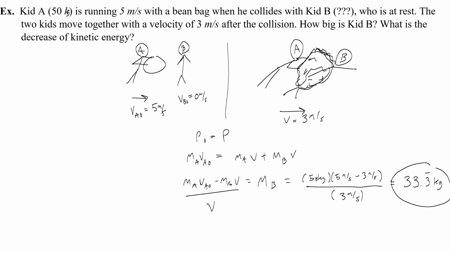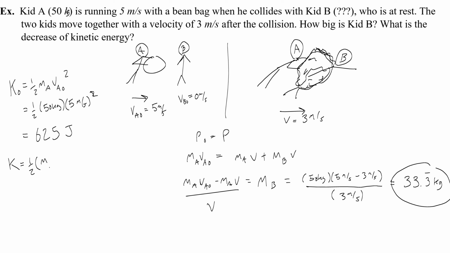Okay, now to find the decrease of kinetic energy, you would say the kinetic energy in the beginning is half the mass of A times the initial velocity of A squared, but you wouldn't need kinetic energy for Kid B because he's at rest. And this would give you half of 50 kilograms times 5 meters per second squared, so 25 times 25, which is going to give you 625 joules.